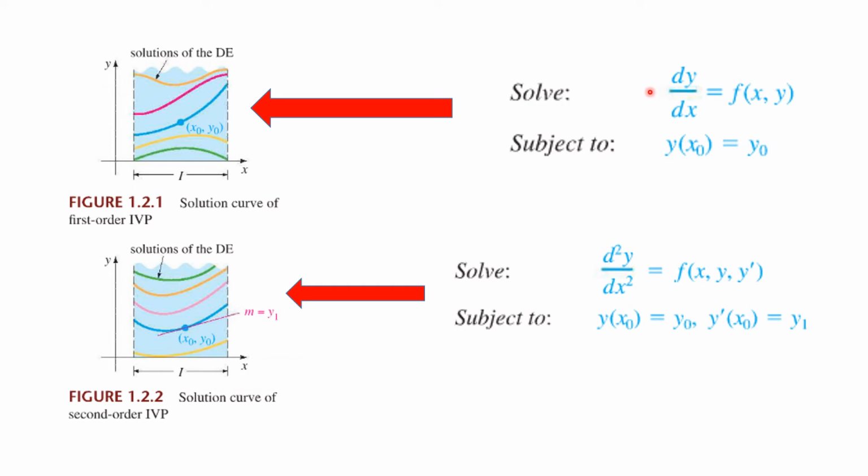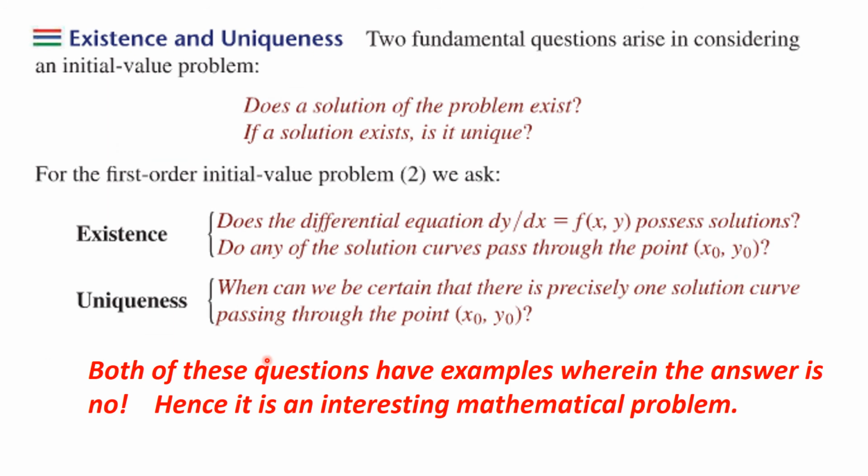So a first-order differential equation is going to look like this. We're seeking something that has a given slope but goes through a specific point, x0, y0. A second-order differential equation also will look like this. We specify not only that it goes through a specific point, but that its slope is a given value. Two fundamental questions arise in considering an initial value problem. Does a solution exist, and is it unique?